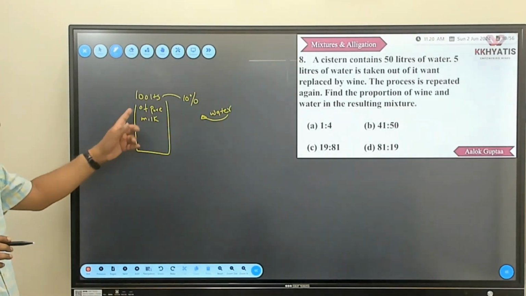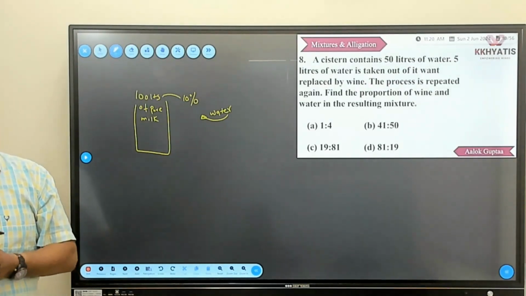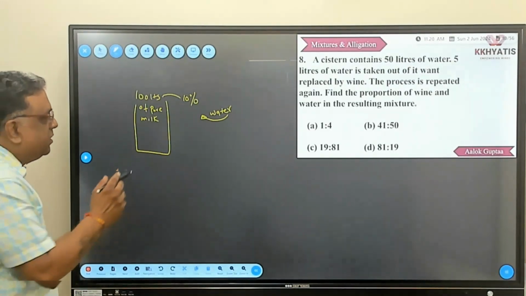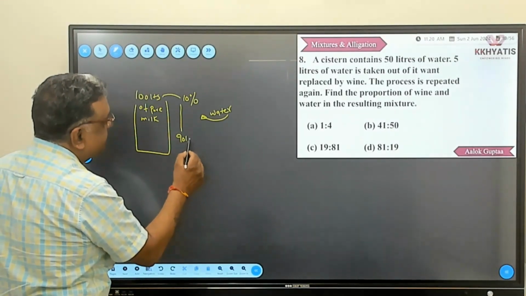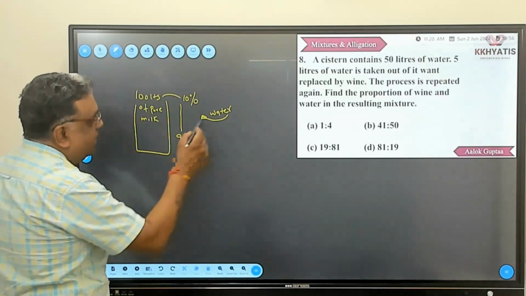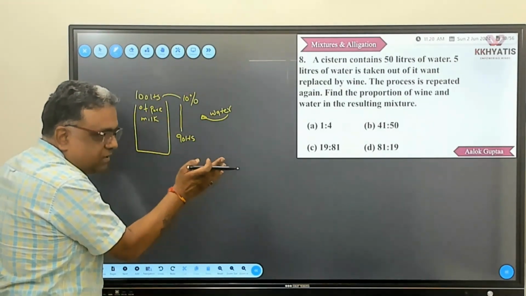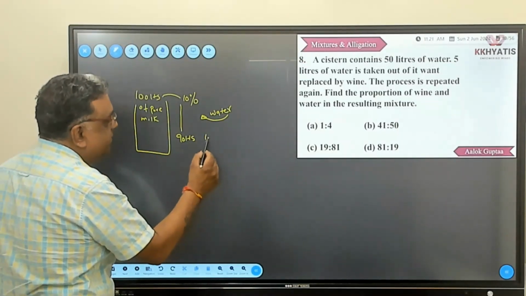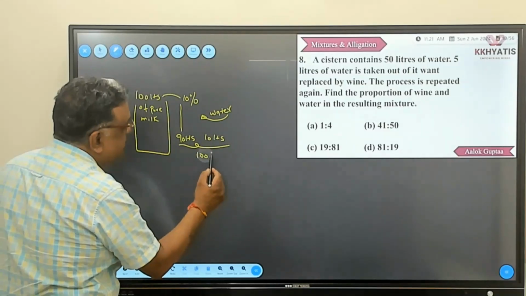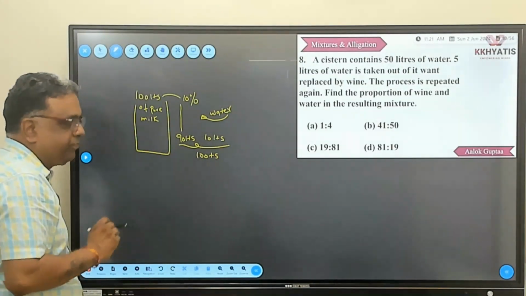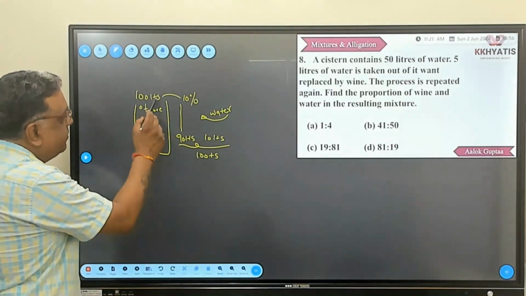So if I remove 10% from here, how much have I removed? I have removed 10 liters. So actually the milk becomes 90 liters. And water which is added, so 10 liters of milk was removed, so 10 liters of water must have been added. So the new mixture, the total 100 liters will remain the same, but now milk and water quantities will be different.